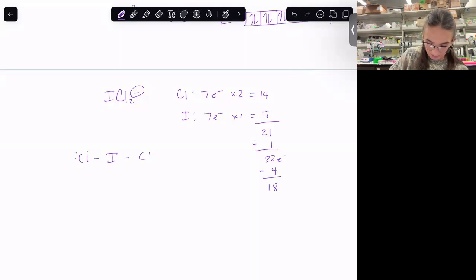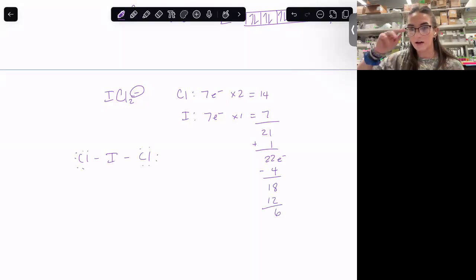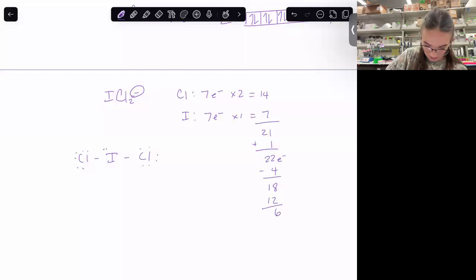So that's going to be 1, 2, 3, 4, 5, 6, 7, 8, 9, 10, 11, 12. We fill the octet of our outside atoms. And then we have 6 left over. So we're going to do 1, 2, 3, 4, 5, 6. So that will have 3 total lone pairs on the iodine.